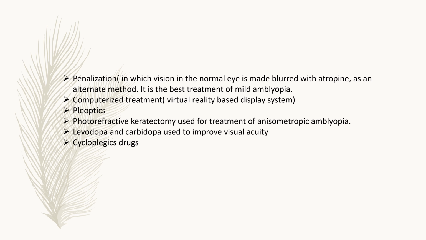Now we discuss other treatments. Penalization, in which vision in the normal eye is made blurred with atropine, is an alternate method. It is the best treatment for mild amblyopia. Computerized treatment, virtual reality based display systems, pleoptics, and photorefractive keratectomy are used for the treatment of anisometropic amblyopia. Levodopa and carbidopa are used to improve visual acuity, but they have some side effects. Cycloplegic drugs, that is cyclopentolate or atropine.